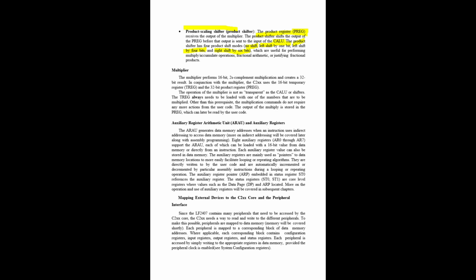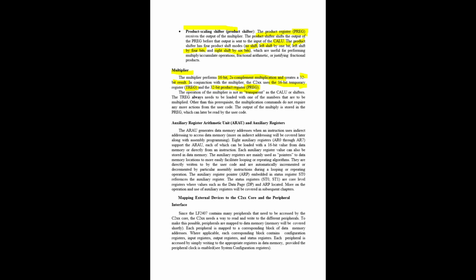As per our wish, you cannot do 2-bit shifting or 3-bit shifting like that. Either you can do no shifting, or 1-bit shifting, or 4-bit shifting, or right-side 6-bit shifting. These are the various shifting operations that can be done with the product shifter. And already you know that the multiplier will perform 16-bit 2's complement multiplication, and the answer will be a 32-bit result. One value should be in the temporary register and the answer will be available in the product register.